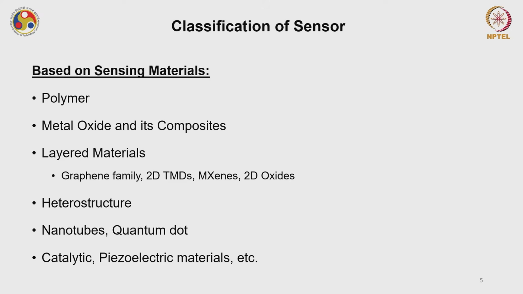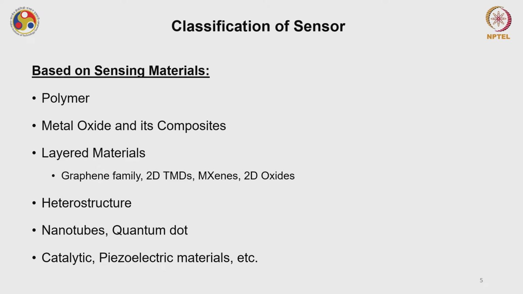Similarly, heterostructures of these materials, be it layered materials or metal oxides, are very crucial. So we'll see some heterostructure formation strategies in this course. Otherwise, you can also refer to some other good books where people have discussed heterostructure formation. Nanotubes of different materials are actually 1D structures of nanomaterial.